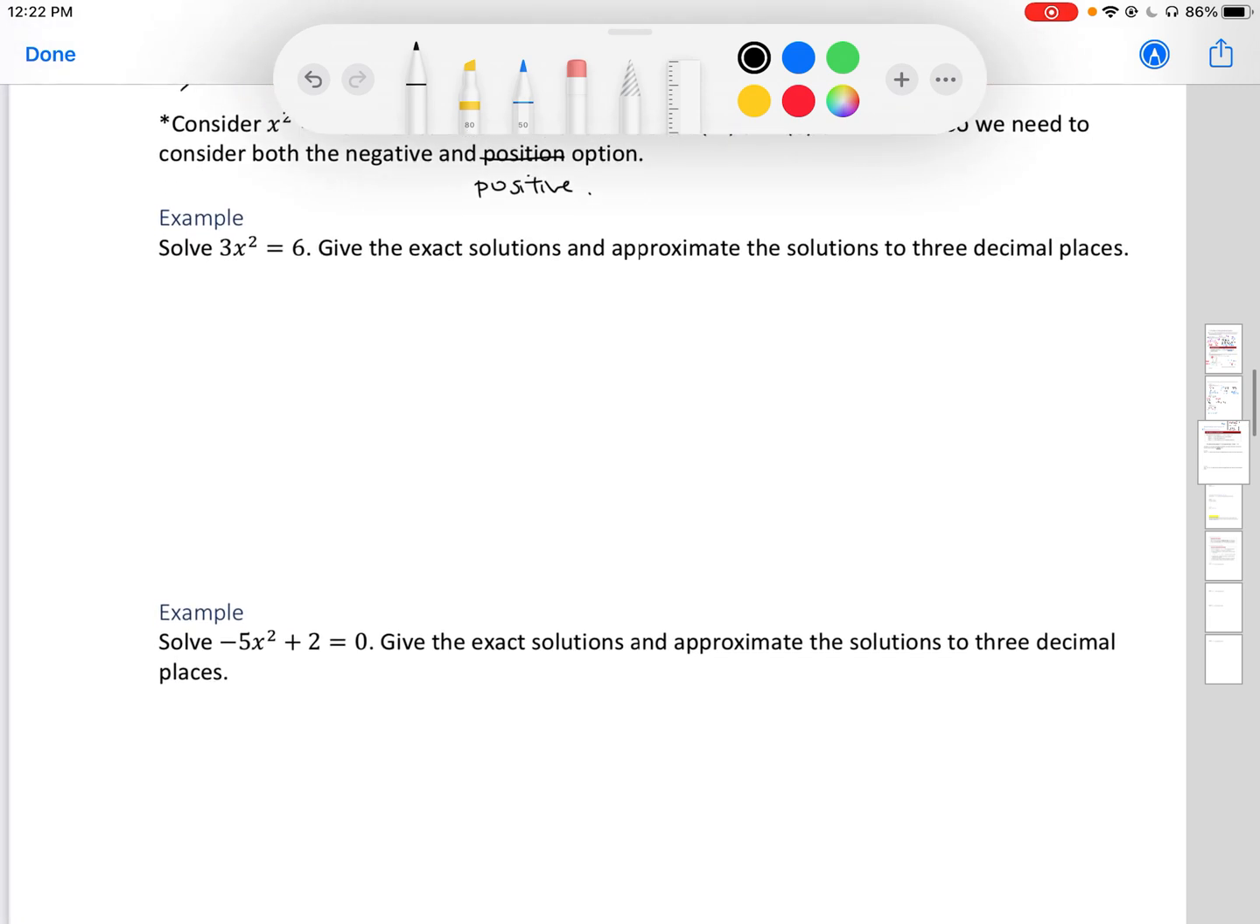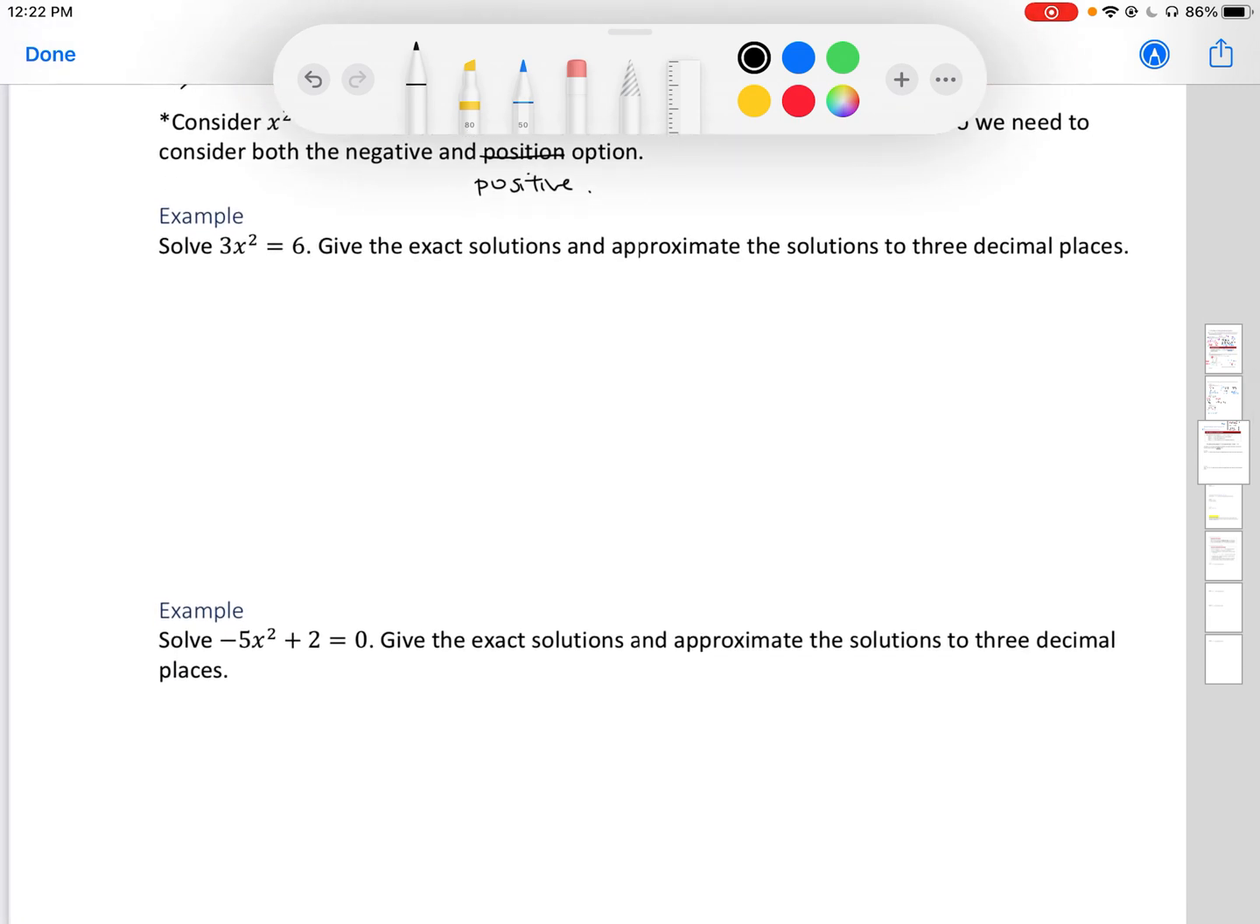Let's do an example. Let's solve 3x squared equals 6. Give the exact solution and the approximate solution to 3 decimal places. All right, so 3x squared equals 6. We first need to get that quantity squared by itself. We can do that by dividing the 3 out, so that we're left with x squared is equal to 6 divided by 3, which is 2.